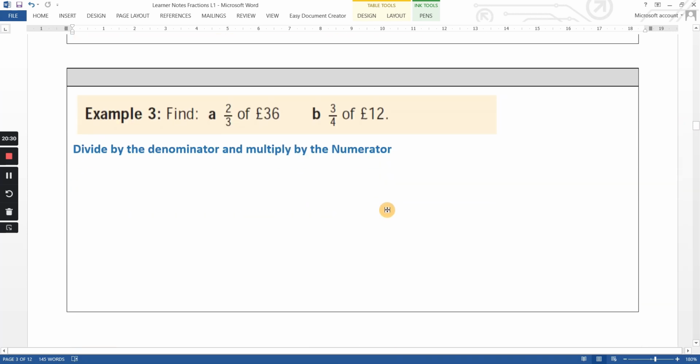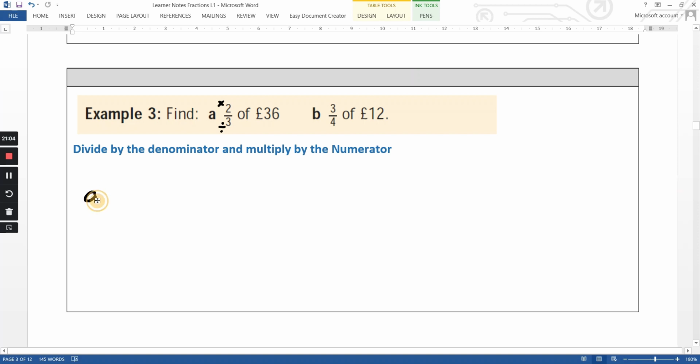And in example 3, these are a little bit trickier, but if you stick with this rule, you divide by the denominator and multiply by the numerator. So you divide by the 3 in this case, times by 2. I usually do it in that order. Some people do it the other way. It's absolutely fine, you can do it that way, but I wouldn't recommend it. Me personally, I always do the division first and then the multiplication, because if I divide, I'm left with smaller numbers to deal with, which are easier.